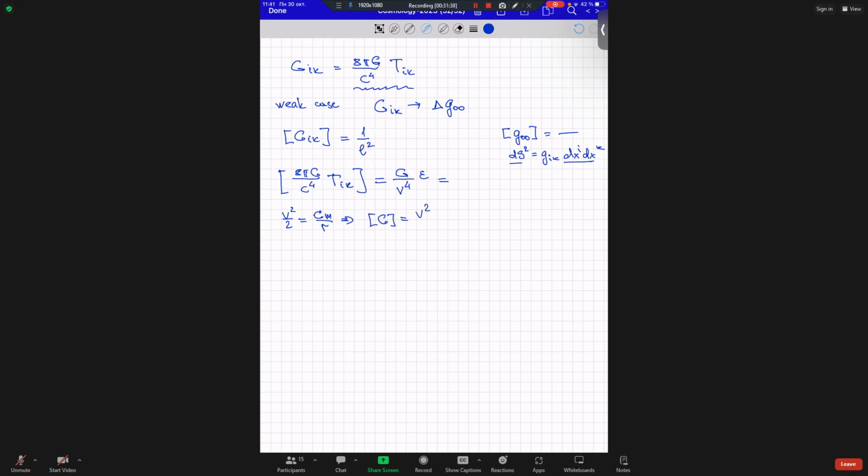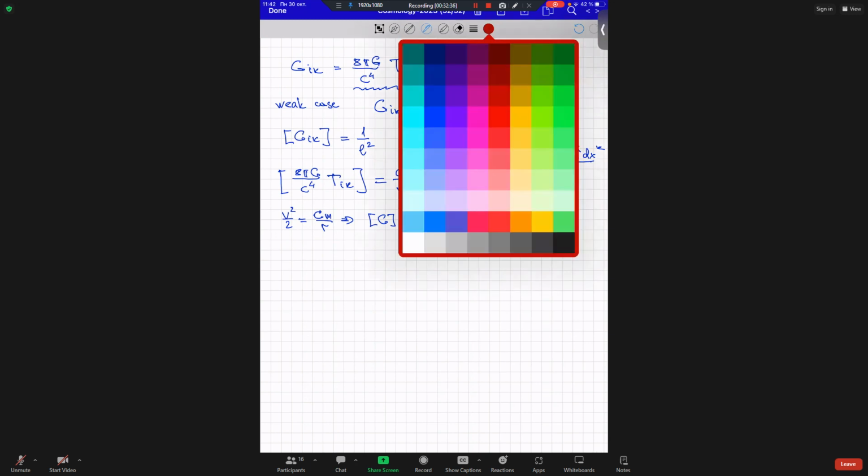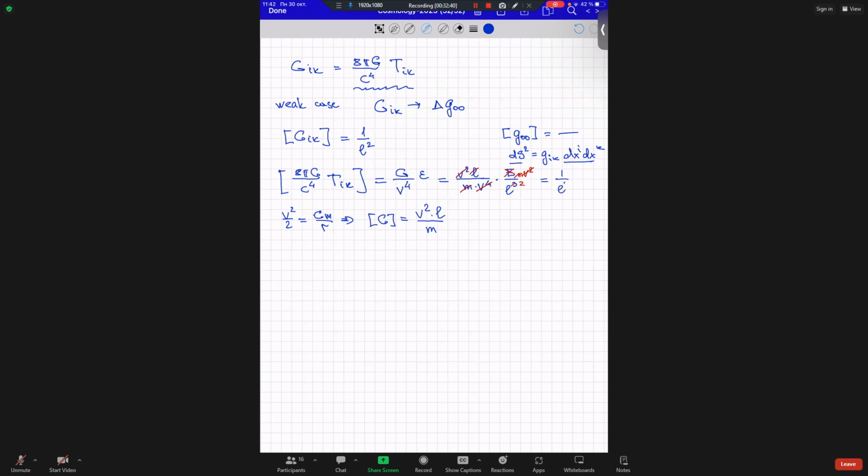Okay, it will be V square multiplied by L divided by M. So here I will put V square L divided by M, multiplied by T_00 and energy density. Energy density is energy divided by L cube. But instead of energy, I can put the dimension, because energy is mV square. So in this case, I can see that M disappears, V also disappears, and finally we have a dimension on the right side, 1 divided by L square.